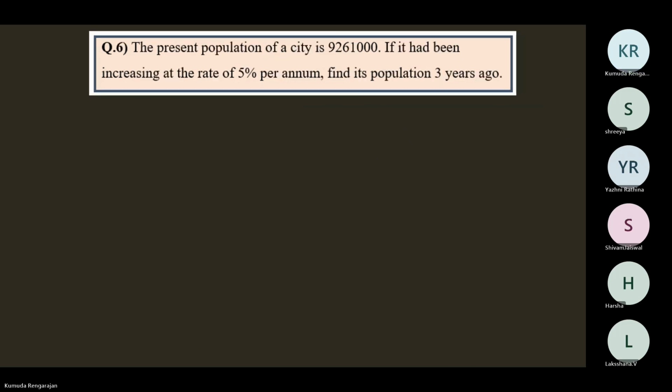Next one. The present population of a city is 92 lakhs 61,000. If it had been increasing at the rate of 5% per annum, find its population 3 years ago. So here we have the present population and the population 3 years ago. So present population is ahead of time.